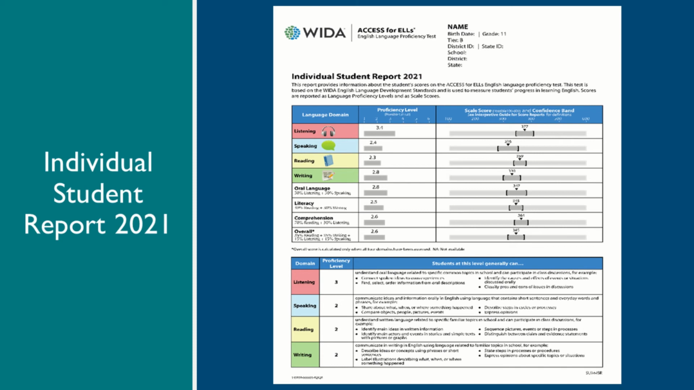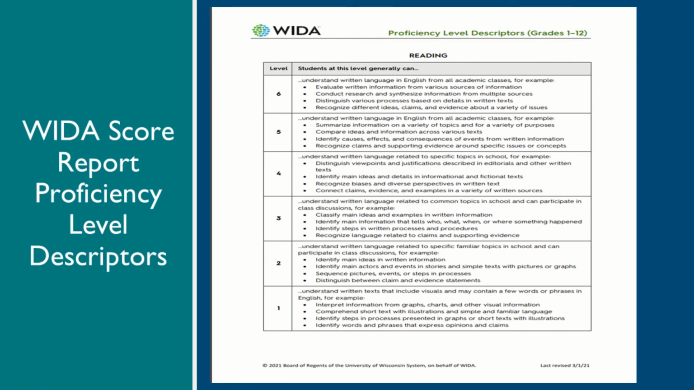This is the individual student report that was used to guide our lesson planning for the EL students' specific academic and language needs. We use this individual student report as an example to represent our student, Juan del Pueblo. The next slide is the proficiency level descriptors for grades 1 through 12 for reading.